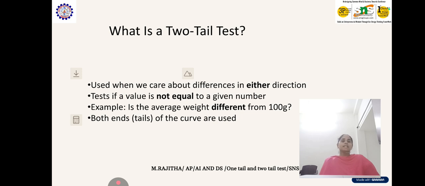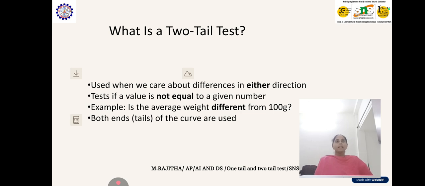What is a two-tailed test? A two-tailed test, also known as a two-sided test, is used when the alternative hypothesis is interested in detecting deviation in either direction, whether the value is significantly greater than or less than a certain number. In this test, the rejection regions are located on both ends of the distribution.